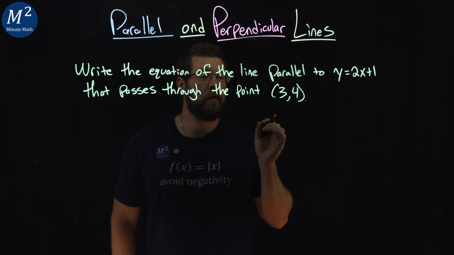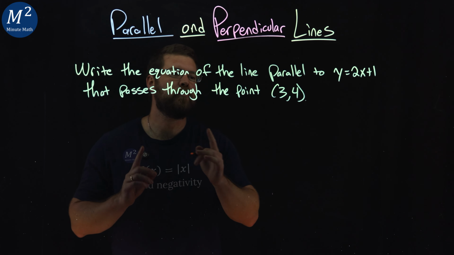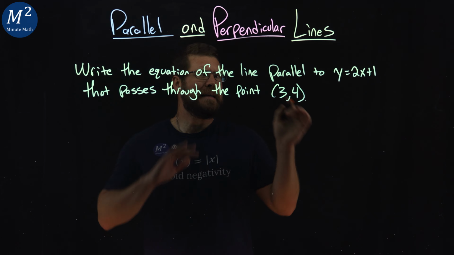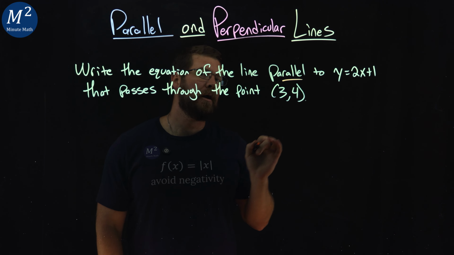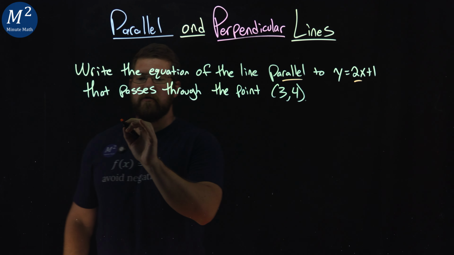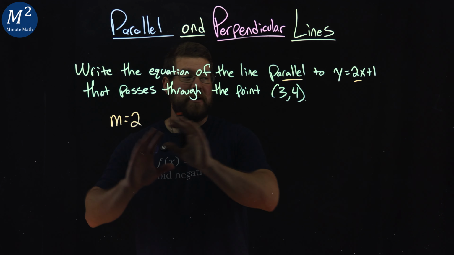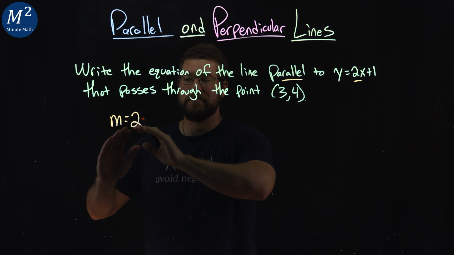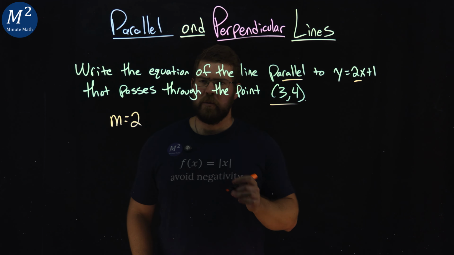Write the equation of the line parallel to y equals 2x plus 1 that passes through the point (3, 4). We first want to look at what this is asking us here. And we see parallel. Parallel means we're sharing the same slope as this line, which is the 2. So the slope we want is the 2. We grab that from our equation, and we don't need anything else. All we cared about was the slope being 2. Now it passes through this point here, (3, 4).